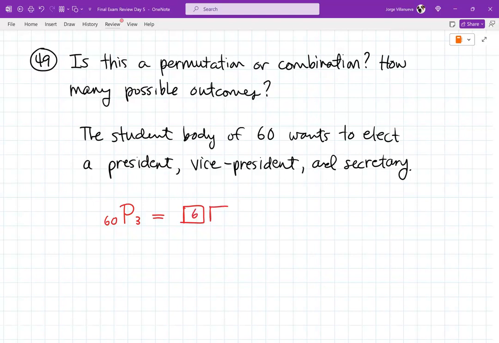So this is what I press, 6, 0. Then I press shift and times. And then I press 3. Okay, and then you press equals. All right, that's all I did on the calculator. So the answer came out to 205,320. That's how many possible ways that can be done.